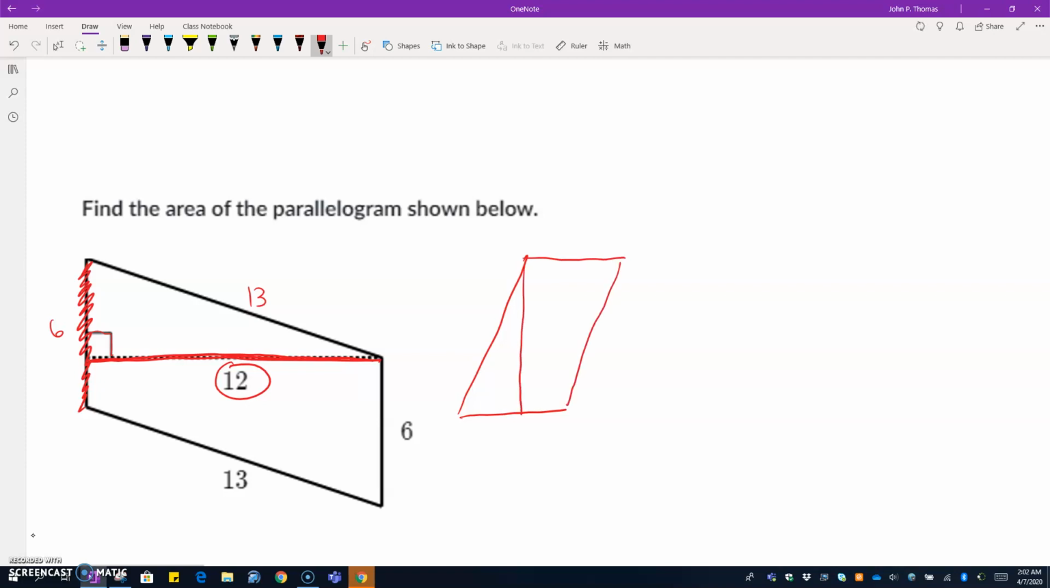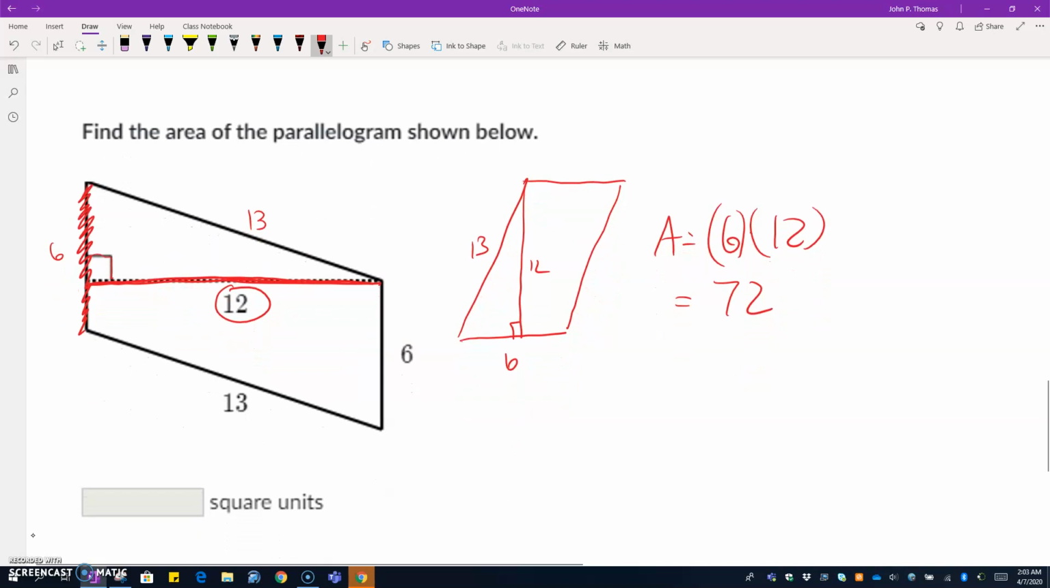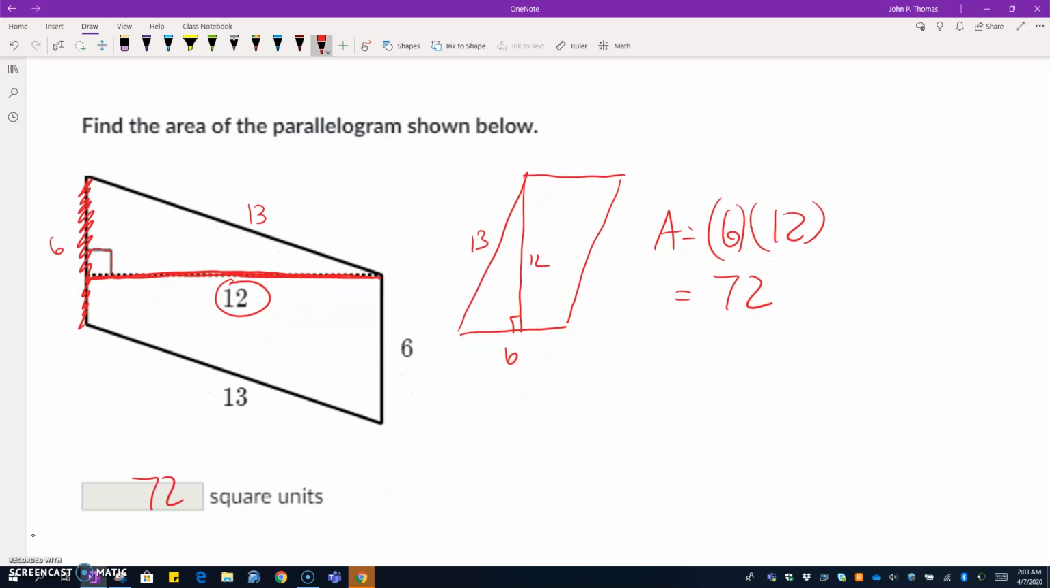Because really, this is the same picture. It's just now flipped on its side. And to me in this picture, it's pretty obvious that I've got a base of 6 and a height of 12. So area equals 6 times 12, and that's going to be 72. So our correct answer on this one is 72 square units.